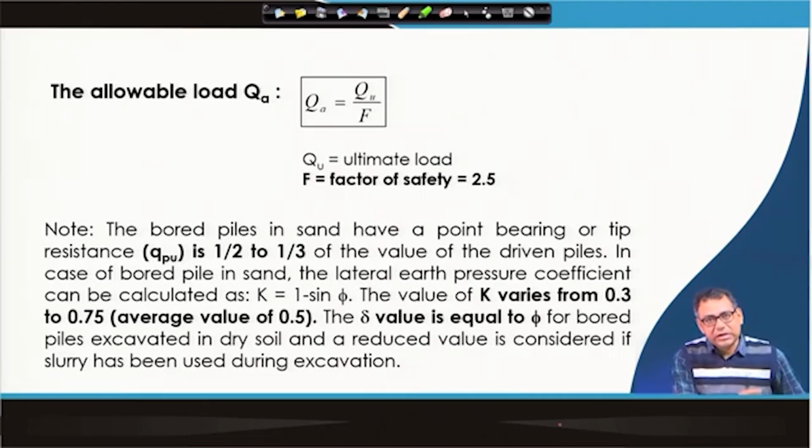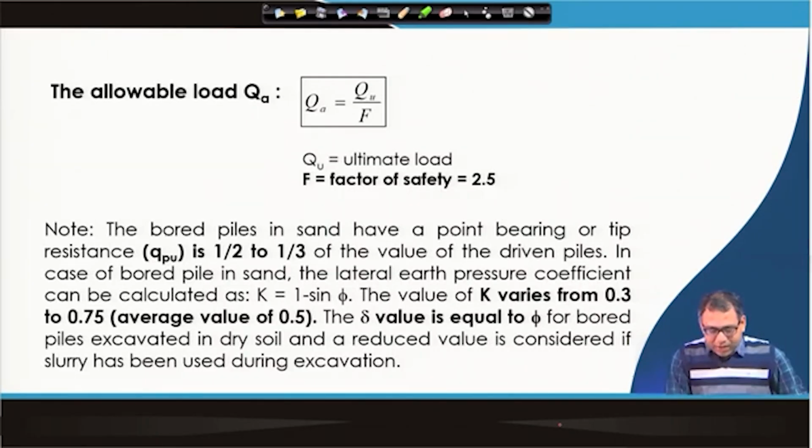Now, those equations are given for the driven pile. Now, for the bored pile, the tip resistance is half to 1/3 of the tip resistance value that you will get for the driven pile. And in case of bored pile in sand, the lateral earth pressure coefficient can be calculated as K equal to 1 minus sin phi.